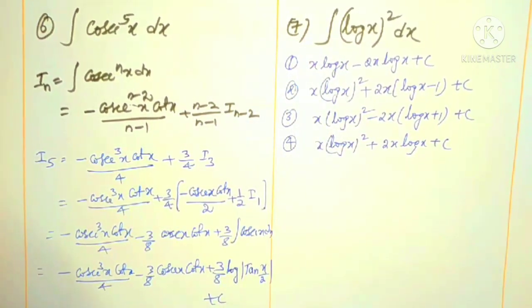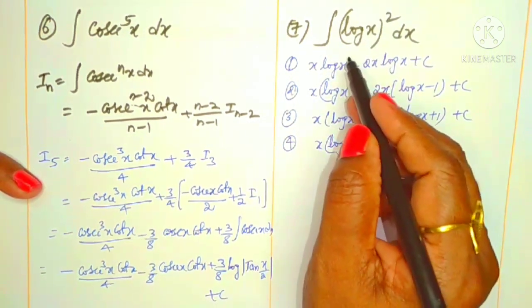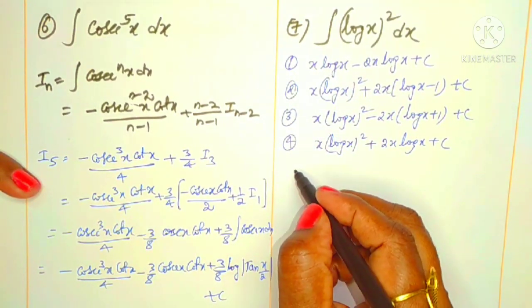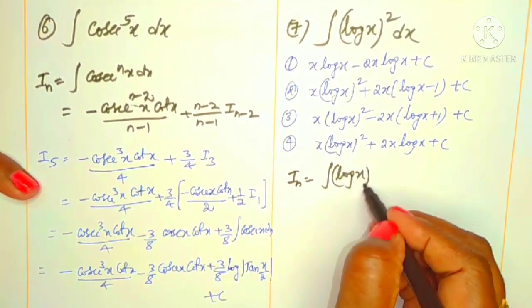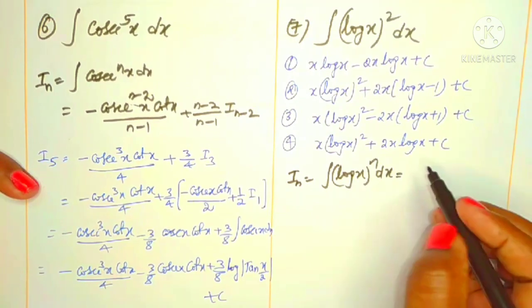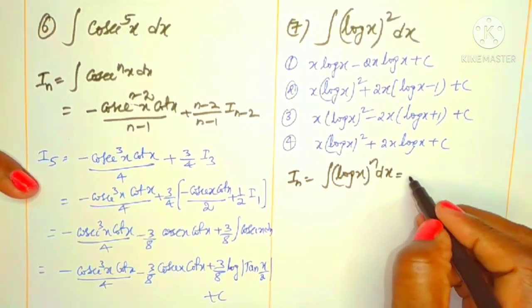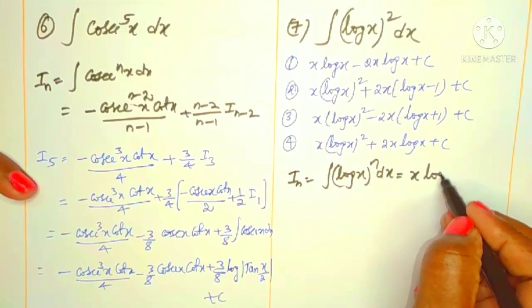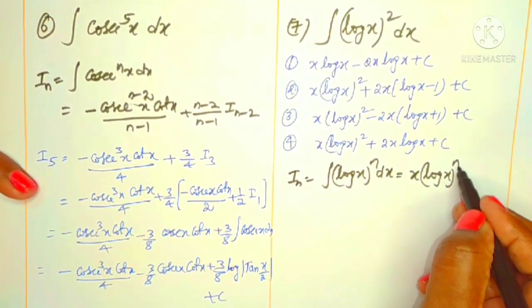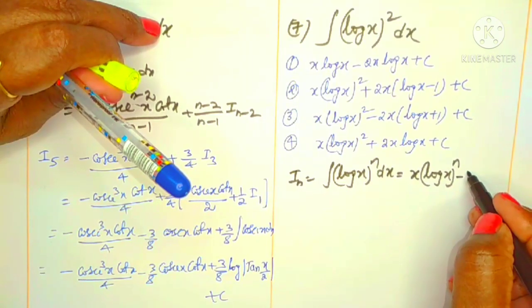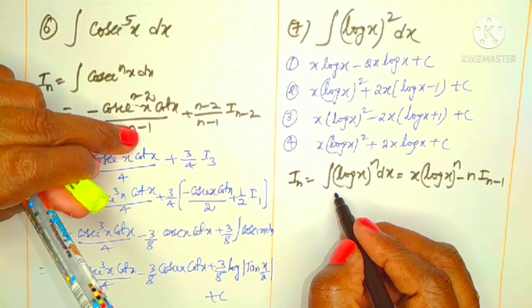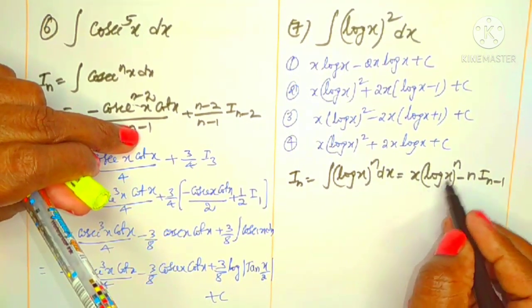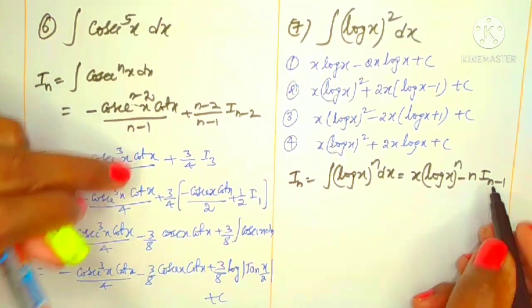Now we can come to the 7th question. Integral of log x whole square is asked, but the short tip that I'm using here is this. If I n is in the form of integral of log x whole power n, suppose reduction formula, you can think like this. I n is equal to integral of log x whole power n, which is x log x whole power n minus n I n minus 1. This is a reduction formula.